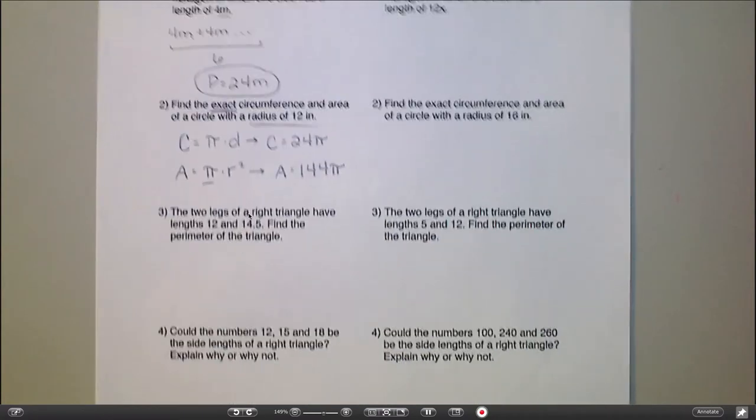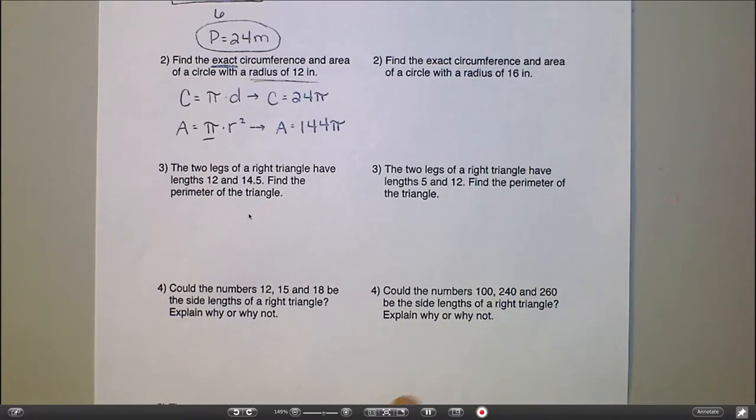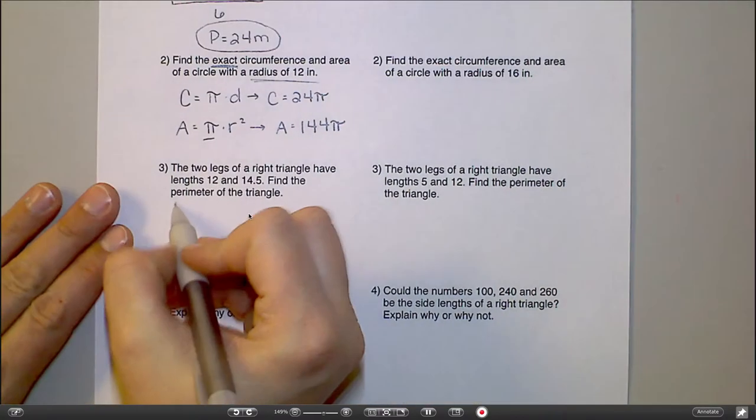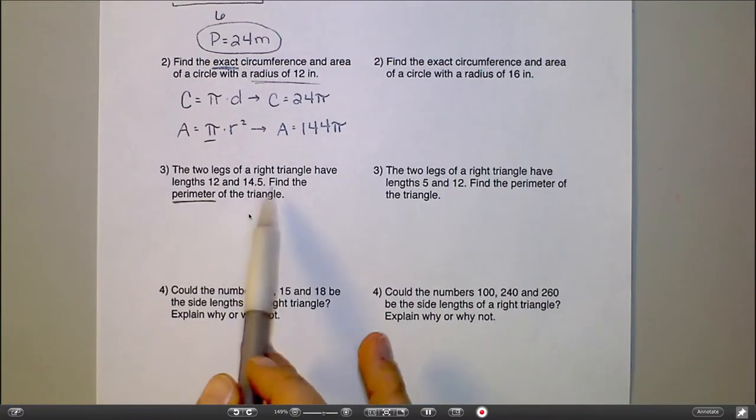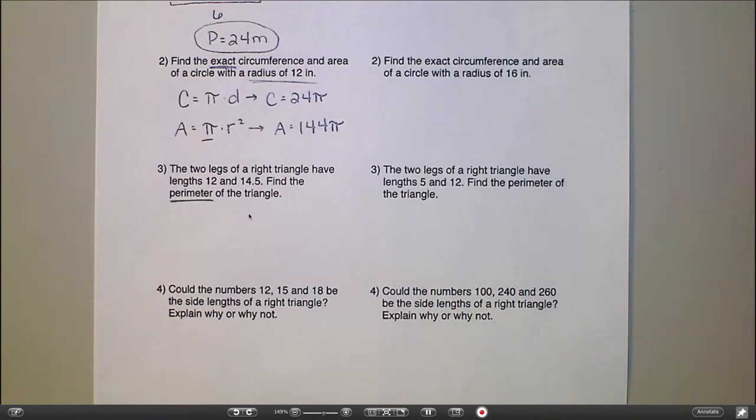All right, the 2 legs of a right triangle have lengths 12 and 14.5. Find the perimeter. Okay, here's what I saw on your test with this question. The numbers were different, but this same question was on there. I saw some people just add together 12 and 14.5. The problem is this is a triangle, right? So how many sides should I have? 3, okay? If you only add 2 together, that's not the whole perimeter.